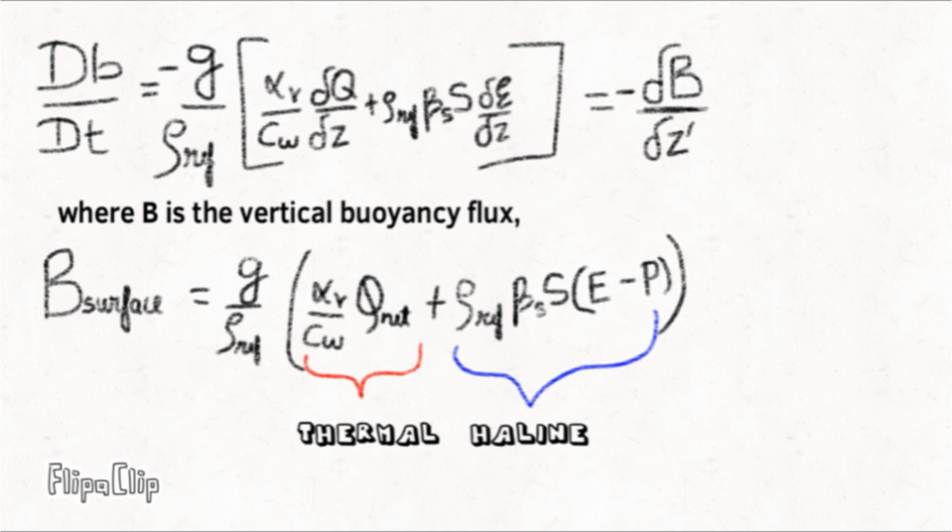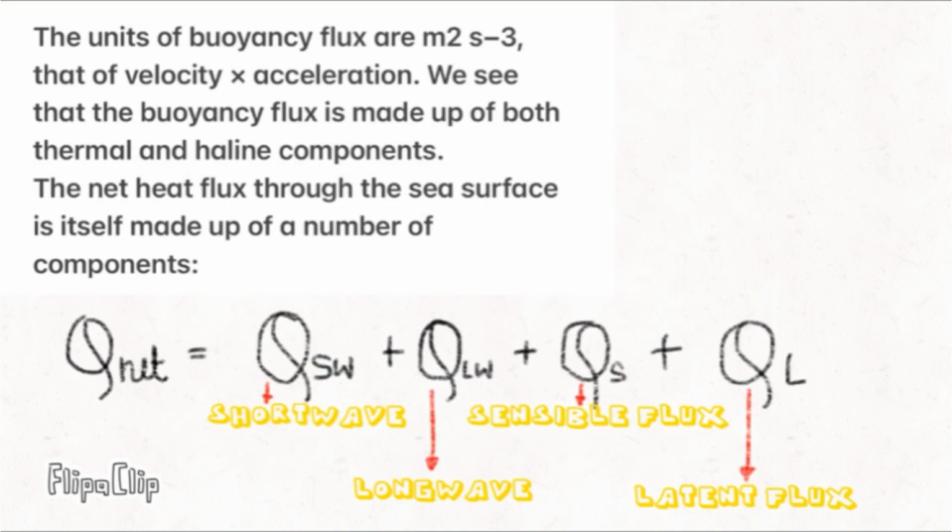At the surface, B is equal to g by rho reference times alpha over Cw times Q net plus rho reference beta S times E minus P. This is an equation combining two components, the thermal and the haline. Units of buoyancy flux are meter squared per second cubed, that of velocity times acceleration. See that the buoyancy flux is made up of both thermal and haline components.